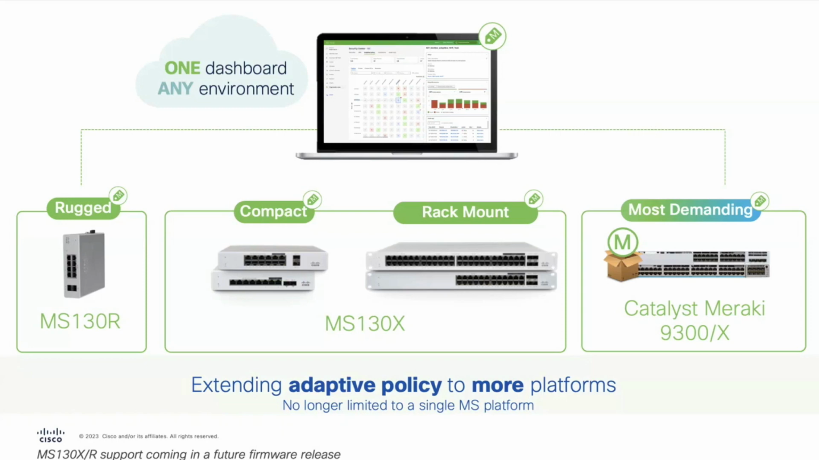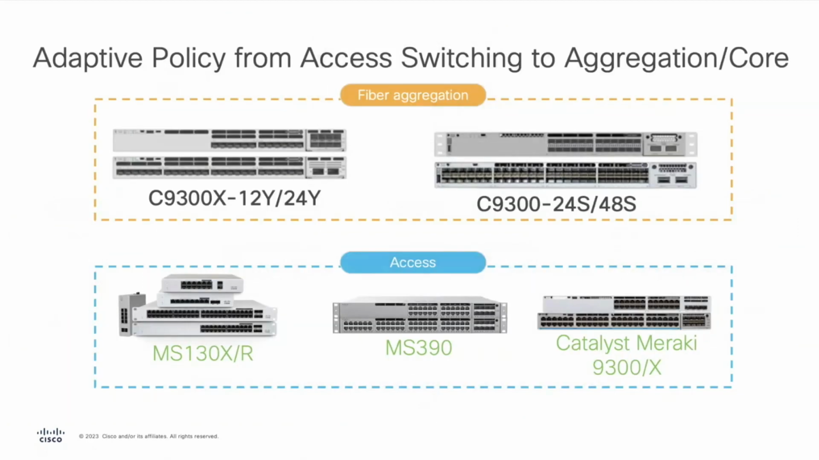And that means, though, that we've finally rounded out the portfolio to the point that we're able to provide it from access to edge. So instead of having to have a hybrid environment for your fiber aggregation to be able to carry SGTs, we can do so with that 9300X, the 12 and 24Y, as well as the 24S and 48S models.